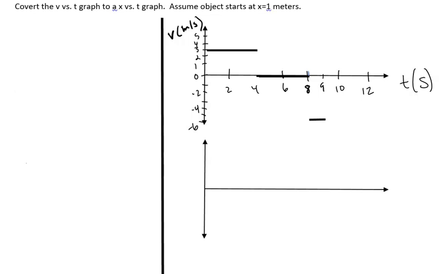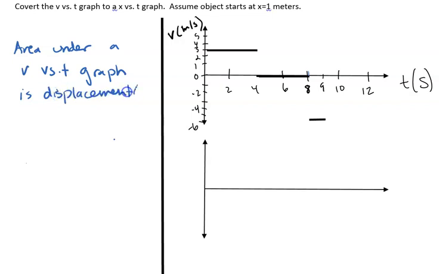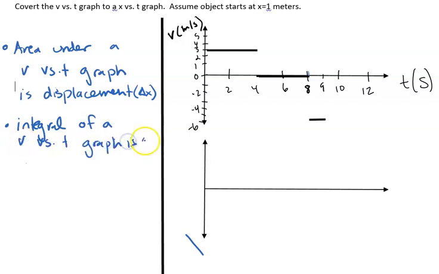Okay, so today we're going to talk about how to convert a velocity versus time graph to a position versus time graph. So we know that the area under a velocity versus time graph is displacement, which again we know displacement is the net change in position. Perfect. And this is in calculus. The area under a curve is called the integral. So it's the integral of a velocity versus time graph is displacement.